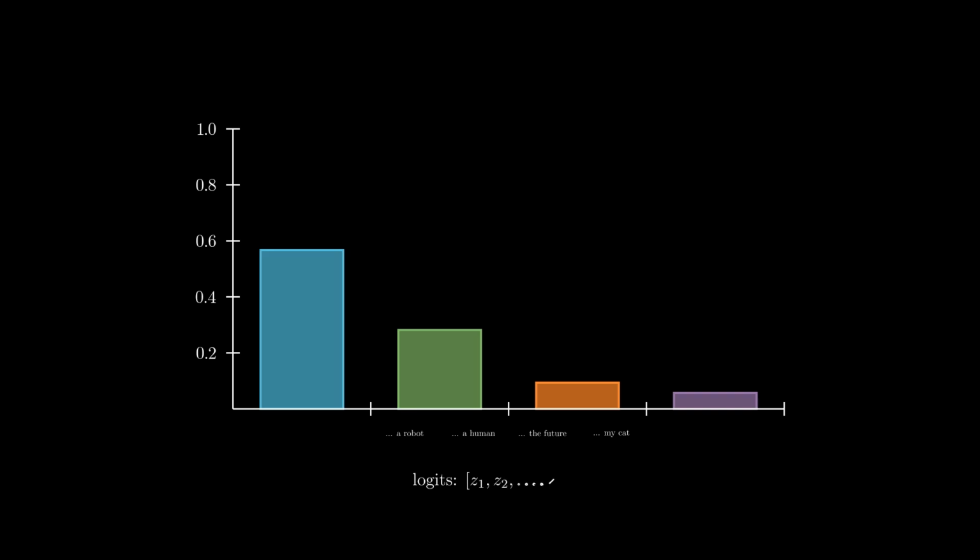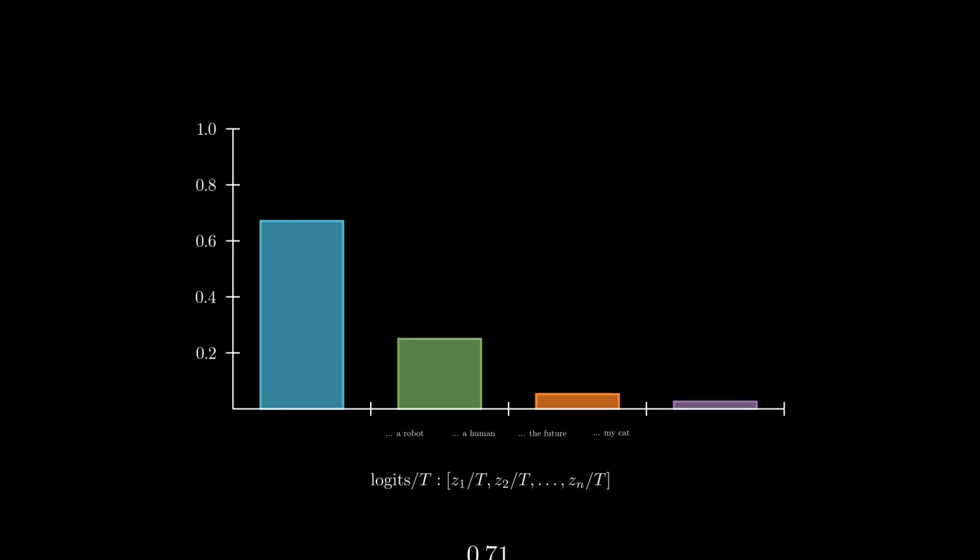To inject creativity and control the randomness of the output, we introduce a clever parameter called temperature. We apply temperature to the logits before they go into the softmax function. Mathematically, all we do is divide every logit by the temperature value, which we'll call T. Let's see what effect this has.